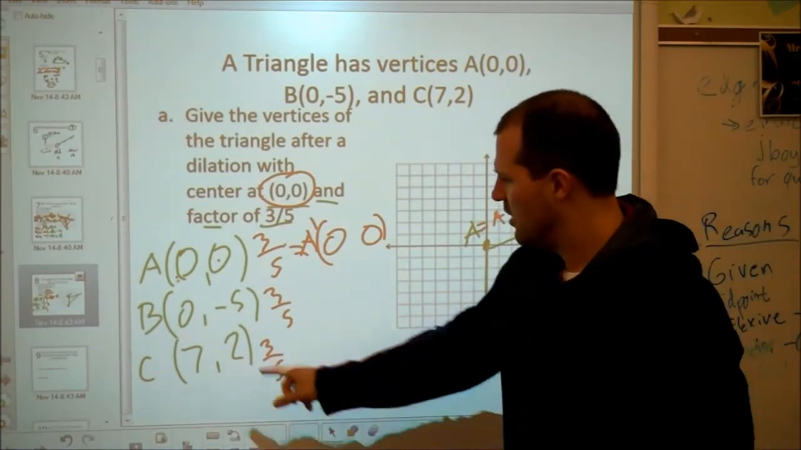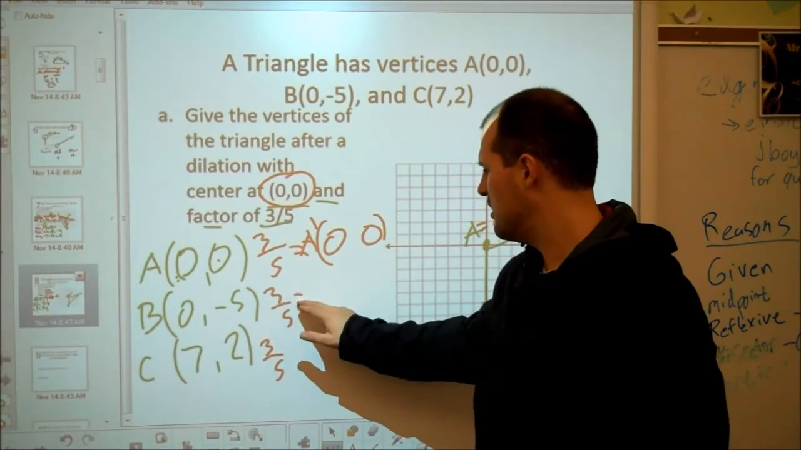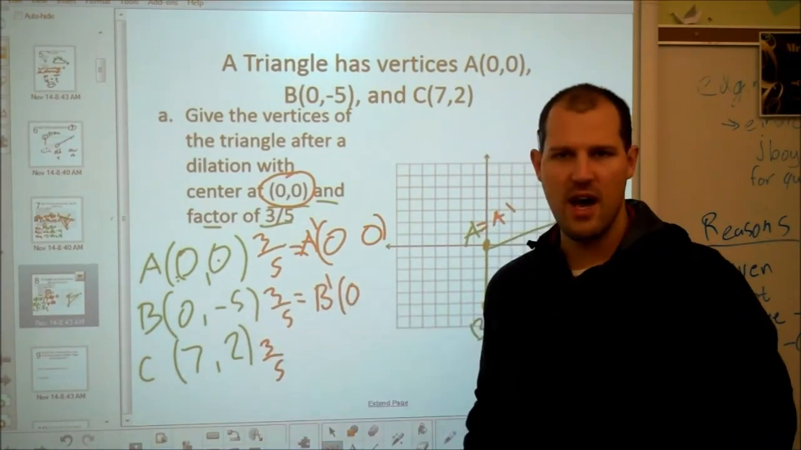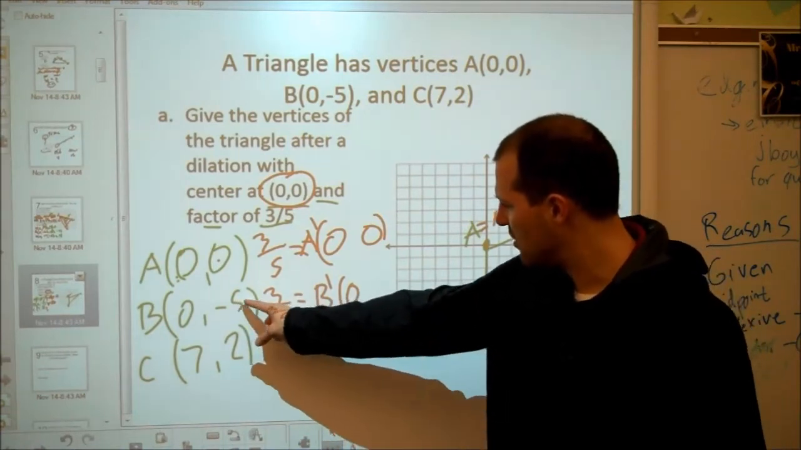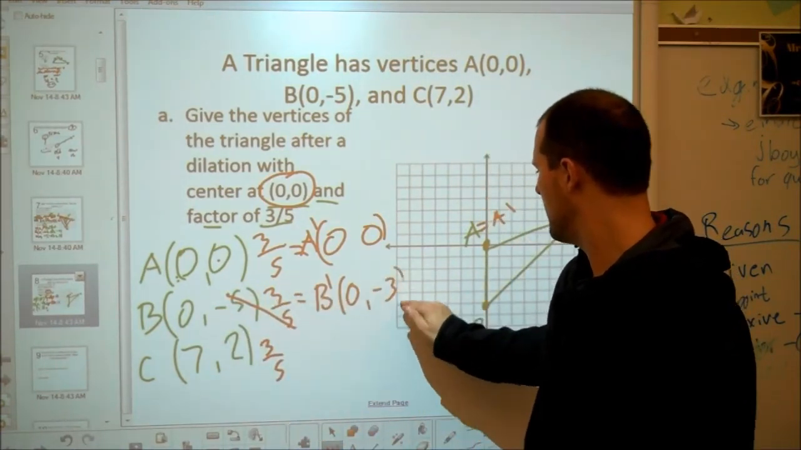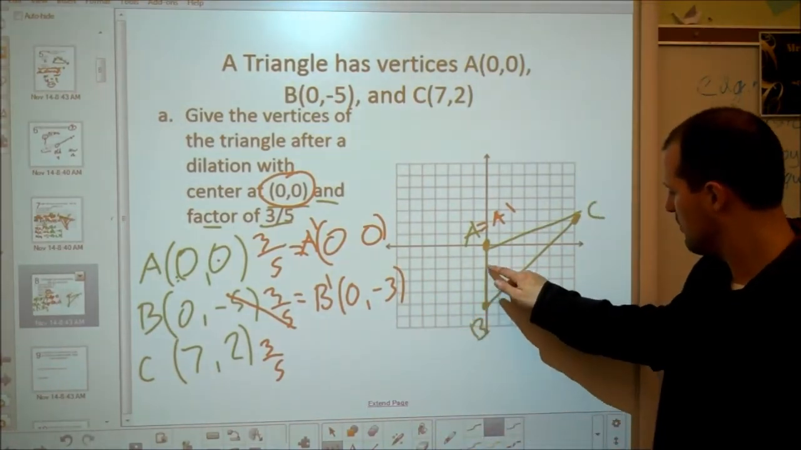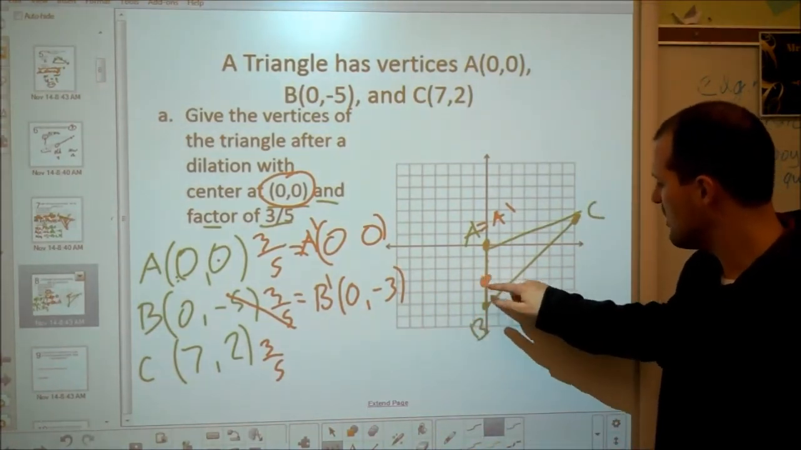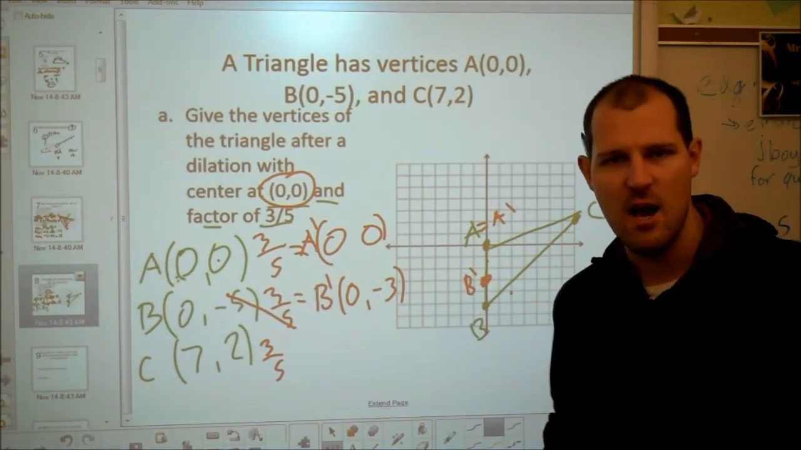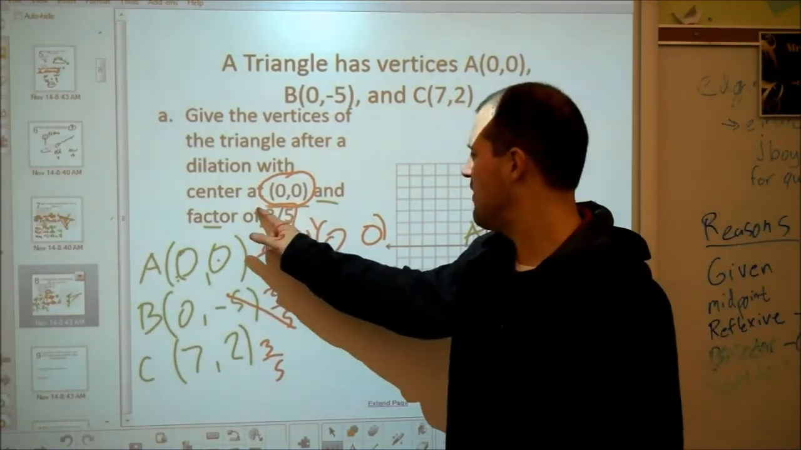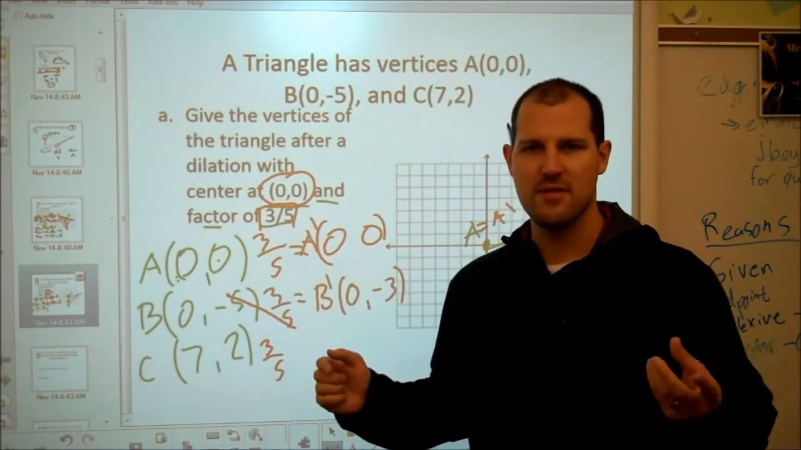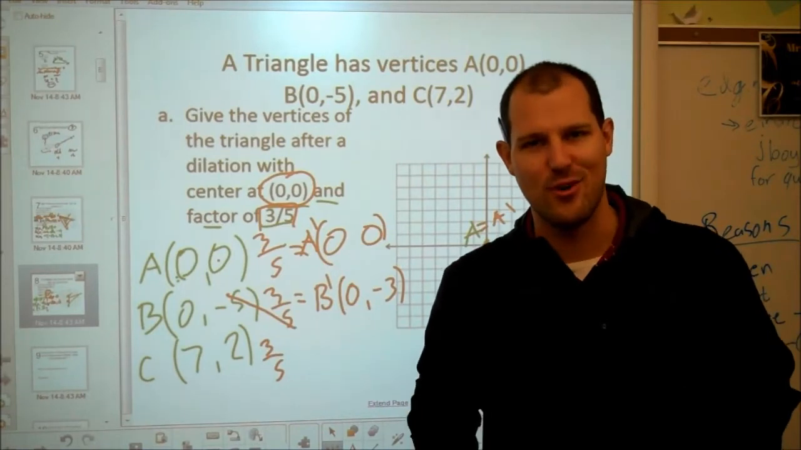Let's go to the next one. 3/5 times 0 is 0. Okay, that was easy. And 3/5 times 5, you can use a calculator if you need, but look, 5 on top, 5 on bottom, they're going to cancel, so this is negative 3. 0, negative 3. 1, 2, 3. Now, it looks like the shape is shrinking, because B moved closer to the origin. Why is that happening? What's happening with 3/5 that's making this shrink rather than grow? Well, look, 3/5 is smaller than 1. That's always going to make it shrink, okay?